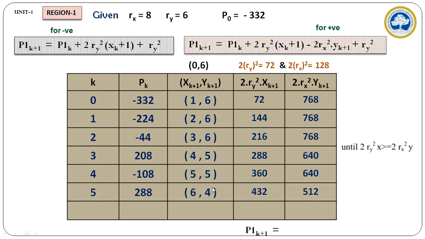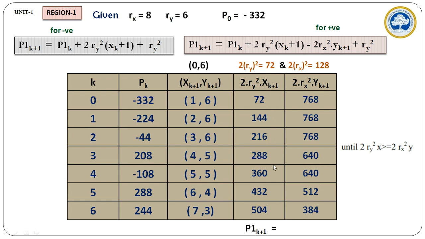Then I need to calculate the next decision parameter using this formula. So I write 288 plus this term minus this term plus ry square. So I can get 244. So I write the value here. So this is positive value. So I increment the x coordinate value and decrement the y coordinate value. So I can get 7, 3. Then I find this term, that is 72 into 7, I can get 504. 128 into 3, I can get 384.